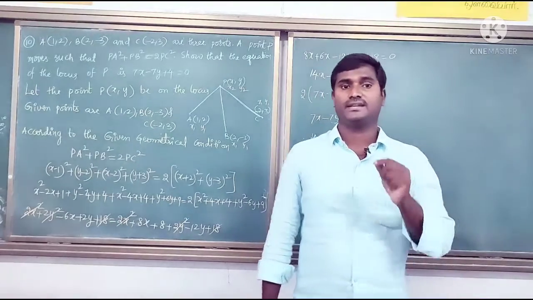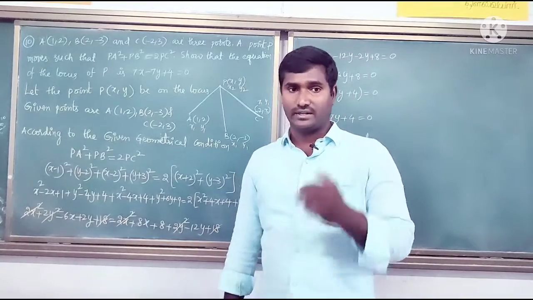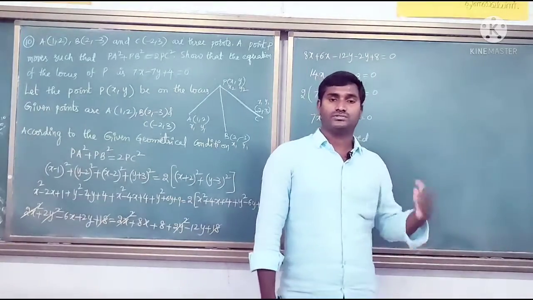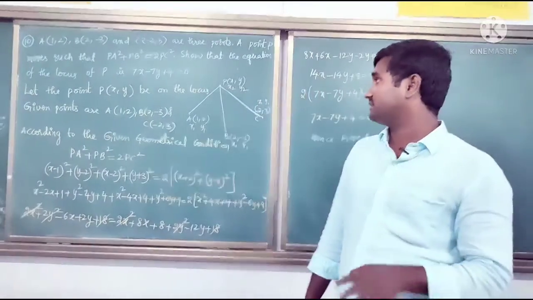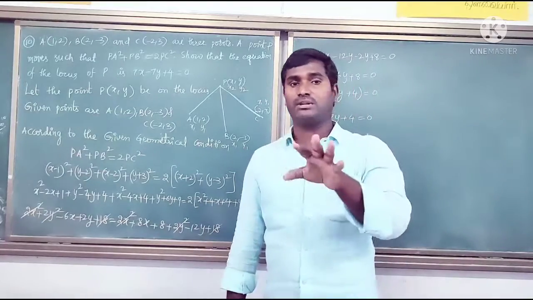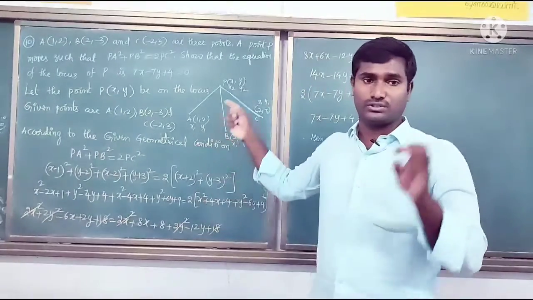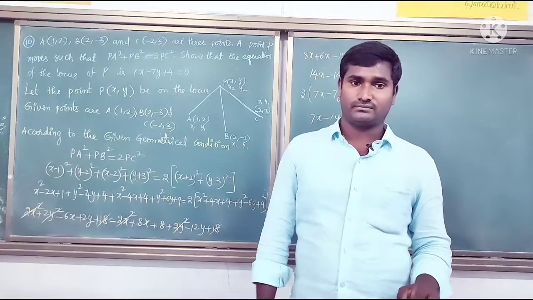And the remaining two algebraic identities we should know: (a+b)² is a² + 2ab + b², and (a−b)² is a² − 2ab + b². If you know these four formulas, you can do this whole exercise. By using those four formulas only, we did this whole exercise.